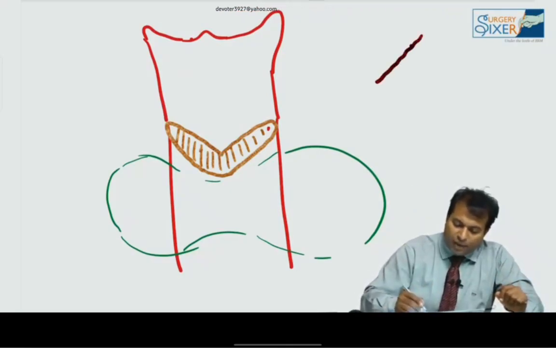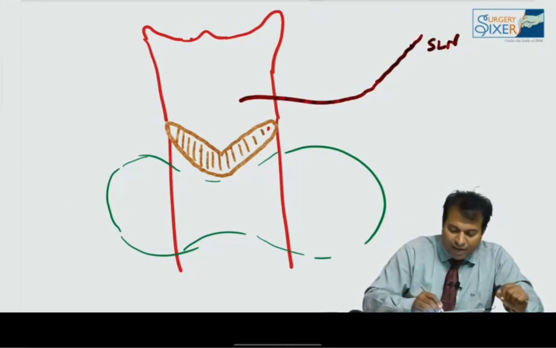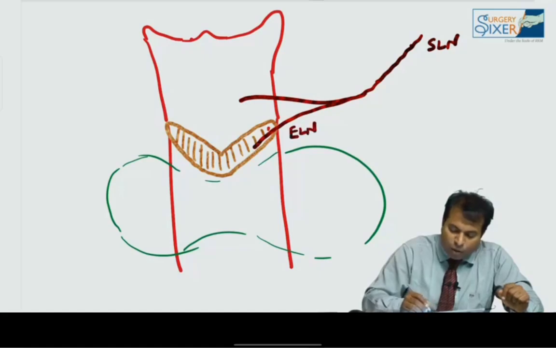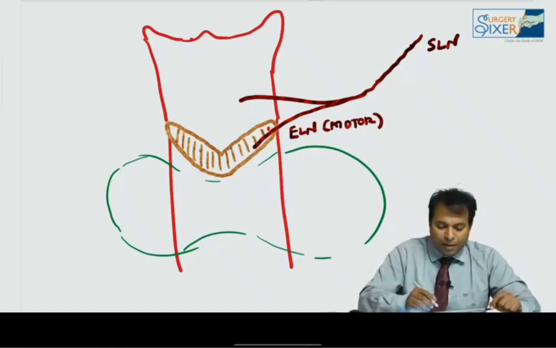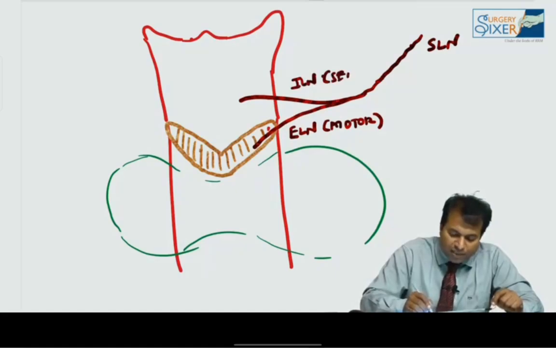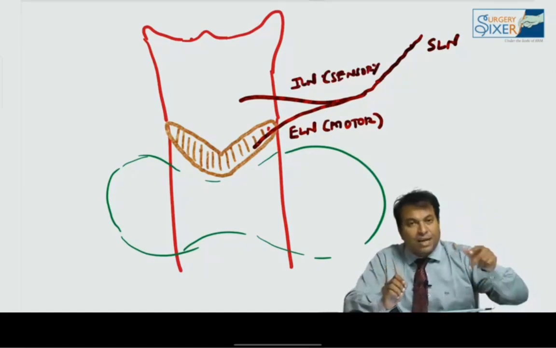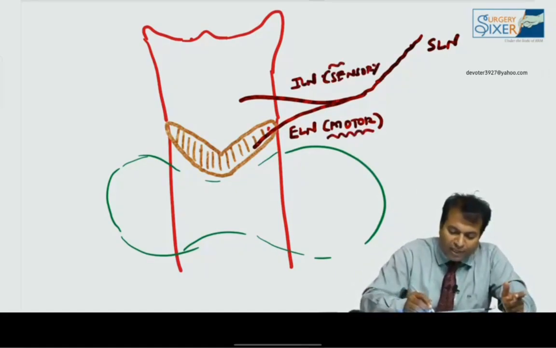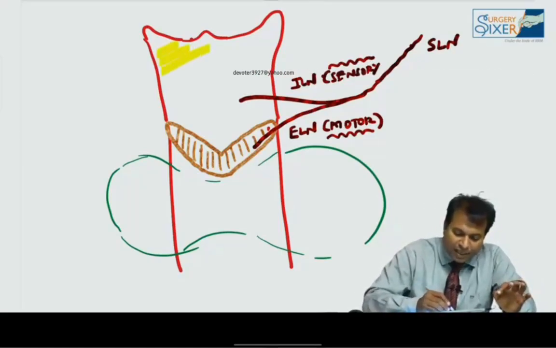This is the superior laryngeal nerve. Please remember it divides into two branches. One supplies the vocal cord with pure motor supply and is known as the external laryngeal nerve. The other is the internal laryngeal nerve, which is a pure sensory nerve. Internal laryngeal is sensory to the mucosa above the vocal cords.